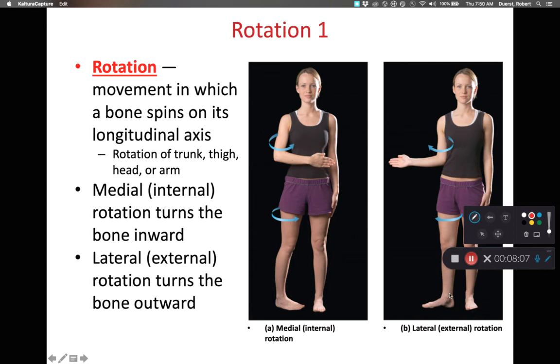We also can have rotation. Rotation of a joint is when we spin a bone on its long, lengthwise, or longitudinal axis. Here we have a humerus in this woman's upper arm, and she's spinning the humerus along its longitudinal axis. That's rotation. And here in her thigh, there's the femur, and she's spinning her femur along the longitudinal axis. There are different kinds of rotation. We have medial rotation and lateral rotation, known as internal and external rotation.